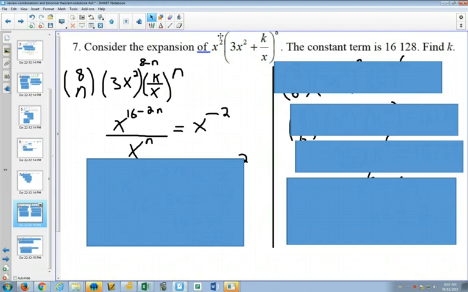K is a number. Yeah. And we're trying to find the constant term. So k is a value. Yeah, k doesn't include an x.